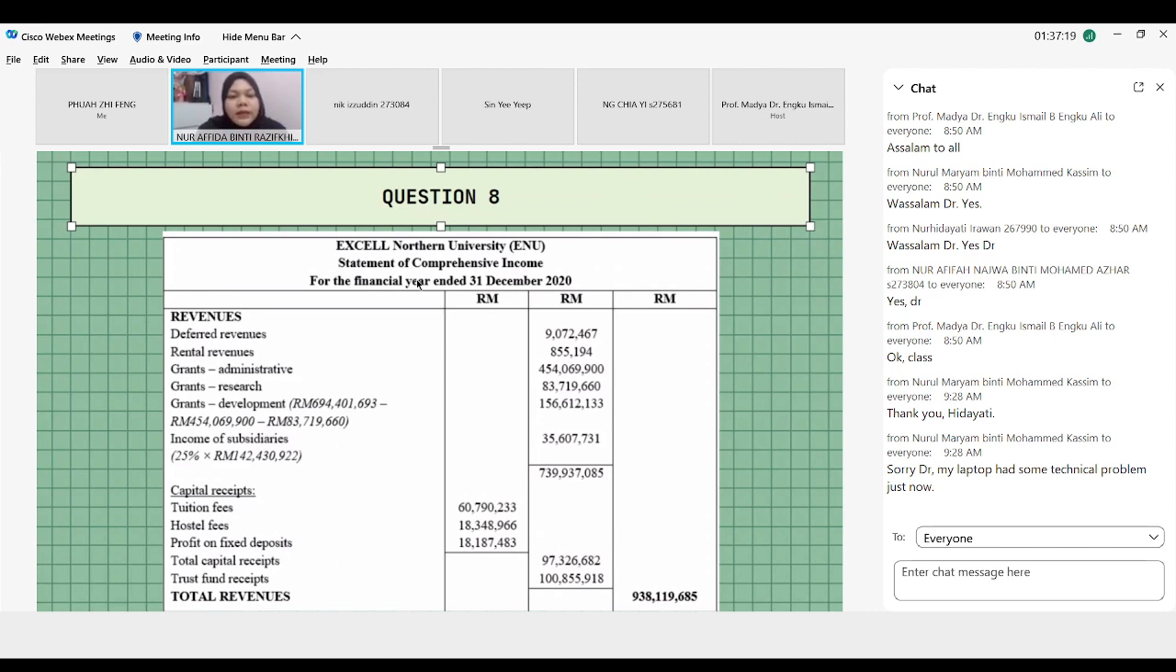So 25% multiplied by 142 billion. 430,922, and we get 35,607,731, and the total is 739,633,085.